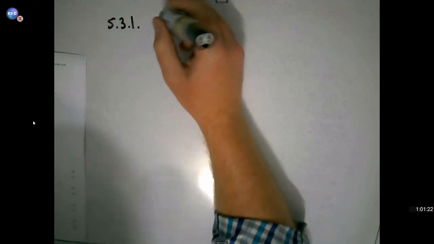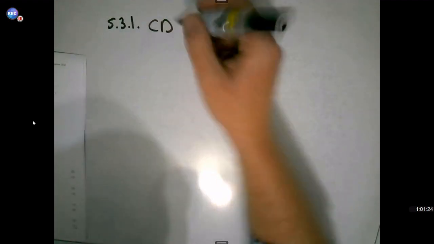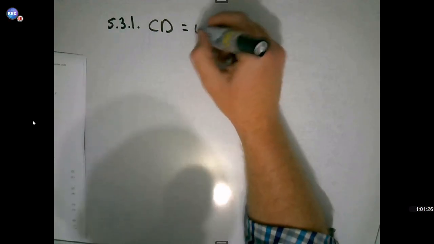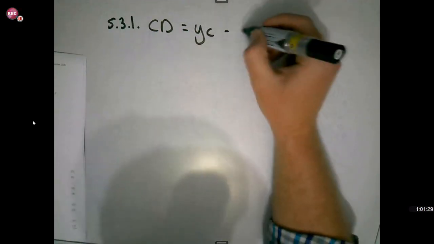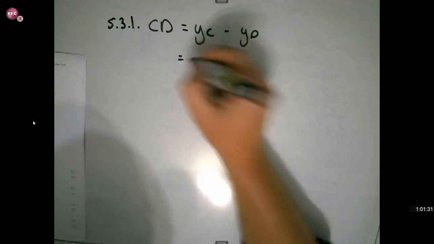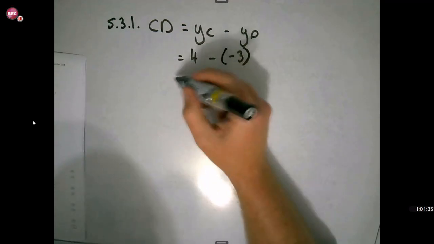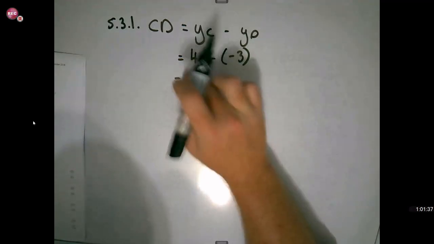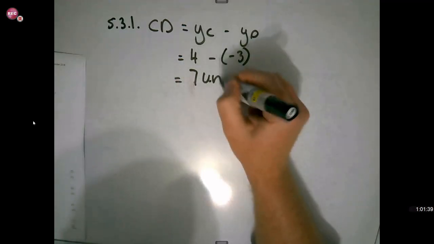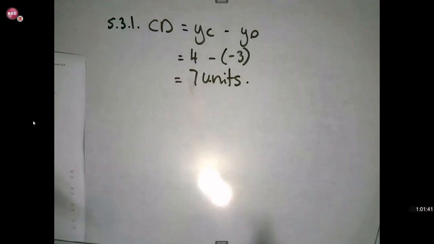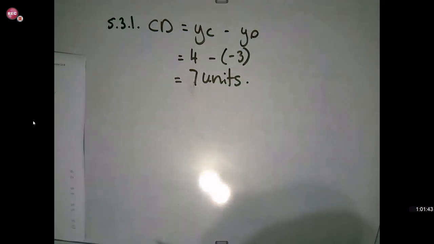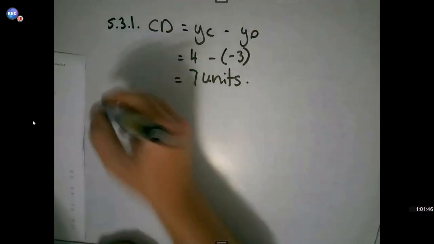So basically what we do then is, we say 5.3.1, we're calculating the length of CD, so that would be the y value of C minus the y value of D, which would then be 4 minus negative 3, and that would give me 7 units in this case. So from C all the way to D, it's 7 units in this case.